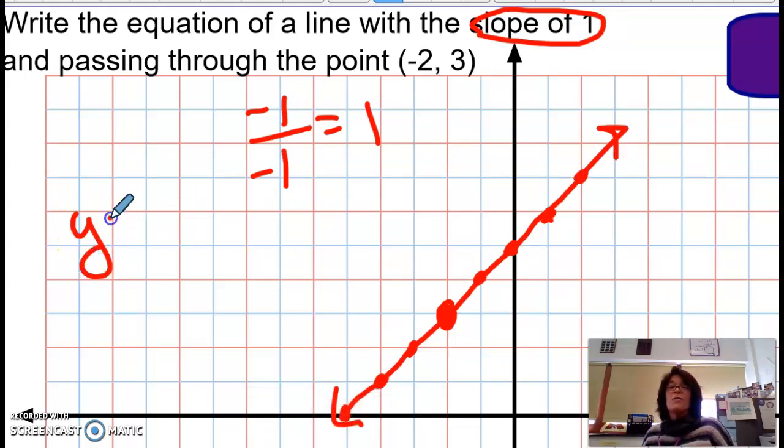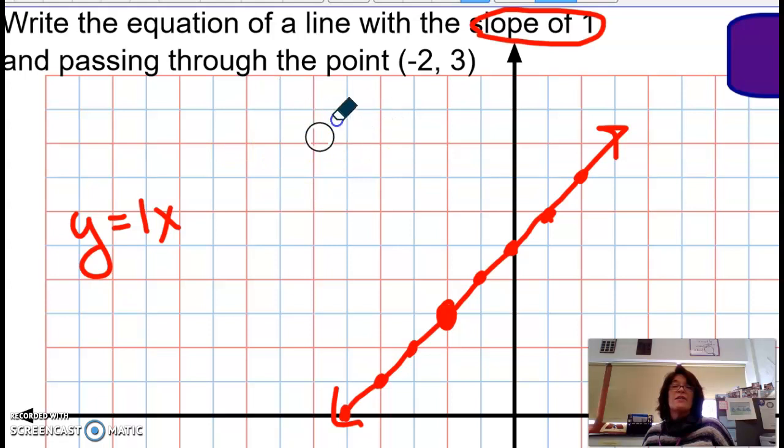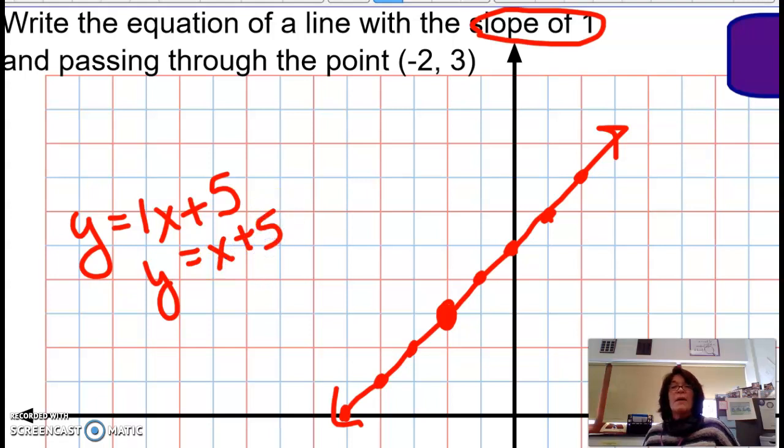I already had the slope. They told me it was 1. So I have y equals 1x. I just needed the y-intercept, and I used my graph to find that. What is it here? 1, 2, 3, 4, 5. So the equation is y equals x plus 5. Okay? Now, what if I don't have a graph?